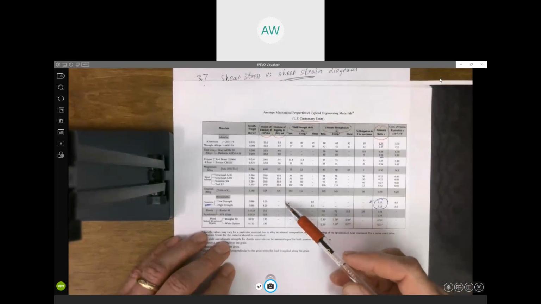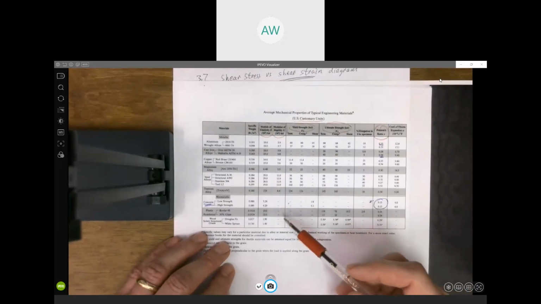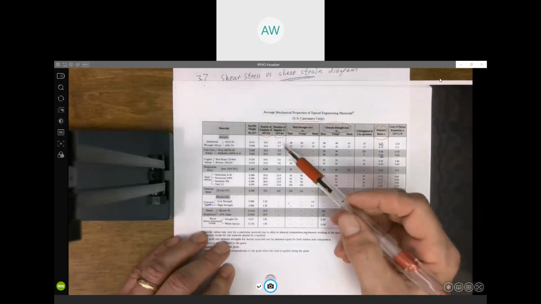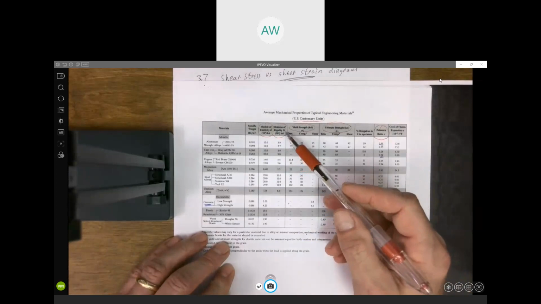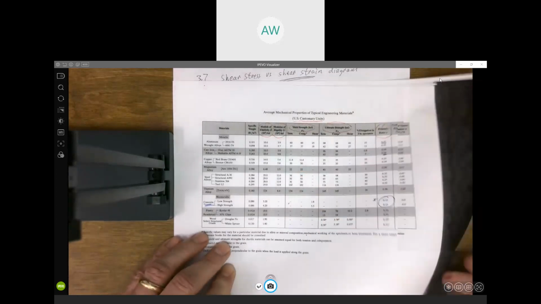Notice when we get down here, concrete and plastic and wood, they disappear. Those materials aren't good in shear. But for these metals up here, we do get values for, again, he calls it the modulus of rigidity, or G. So that's in that table in the back of your book as well.